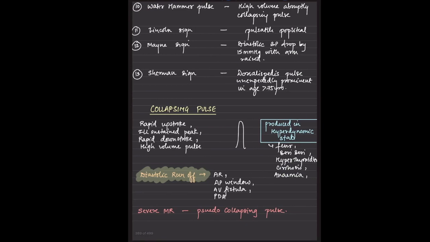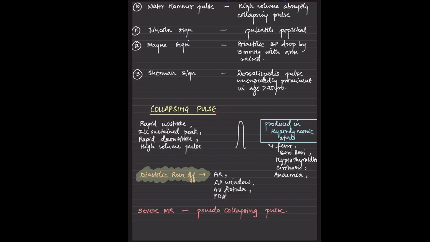Water hammer pulse, we are all very familiar with that collapsing pulse, water hammer pulse, right? So a high volume, abruptly collapsing pulse. Then there will be a Lincoln sign, that means there is a pulsatile popliteal. Mayne sign, that means the diastolic blood pressure drops by 15 mmHg when the arm is raised, right? That is a Mayne sign. Sherman sign, that is the dorsalis pedis pulse being unexpectedly prominent in age more than 75 years. Dorsalis pedis, and Lincoln's sign is the popliteal. So these signs have to be remembered because they are asked in vivas and final exams also, right?